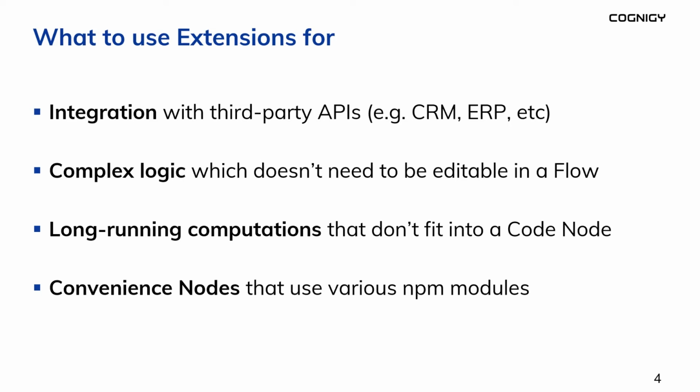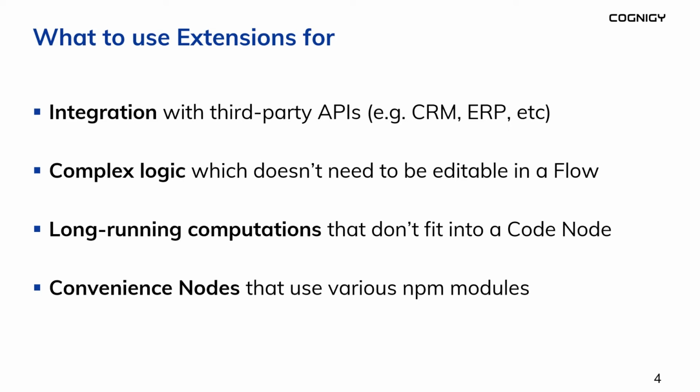Another use case could be complex logic. If you have complex logic that maybe already exists in code, you can write an extension that executes that complex logic and hides it from the user, so you don't need to use a code node or anything like that. And another thing: code nodes have a 1-second timeout, whereas extensions don't. So you could do a long-running computation that doesn't fit into a code node in an extension as well.